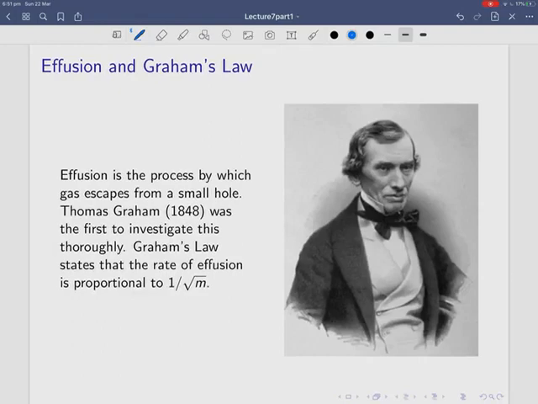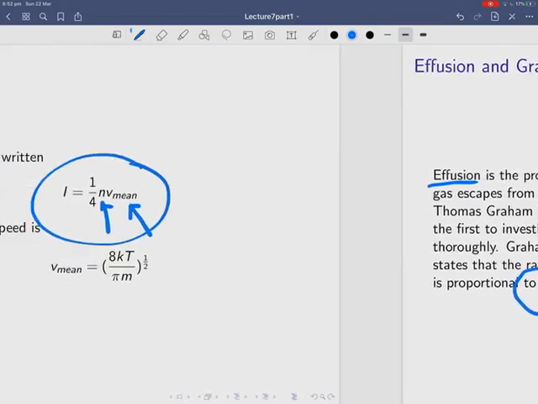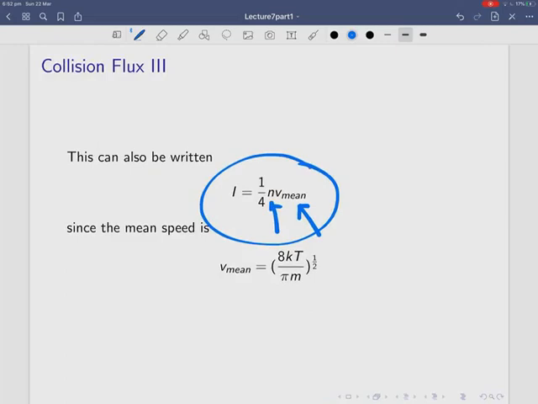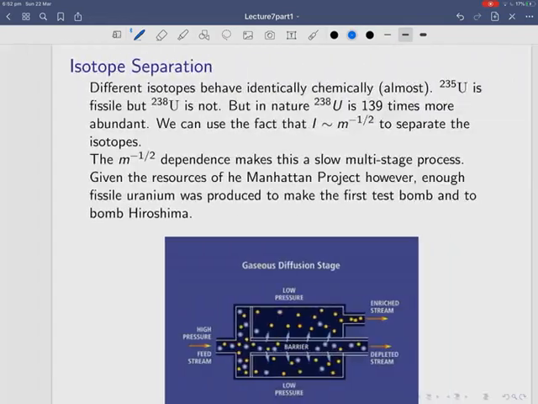So where is this useful? Well, it's useful in looking at effusion. Effusion is the process by which gas escapes from a small hole in a container. Thomas Graham, who I suspect was Scottish, was the first to investigate this thoroughly. Not the first to investigate it; often things are named after people who investigate it the third or fourth time. Graham's law states that the rate of effusion is proportional to 1 on the square root of m. And you can see if we go back here that the collisional flux is proportional to 1 on the square root of m. There we go. So that's where Graham's law comes from.